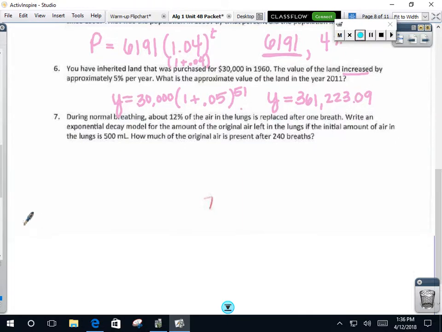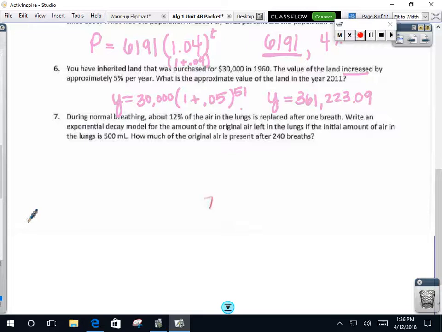Number 7. During normal breathing, about 12% of the air in the lungs is replaced after one breath. Right. What? We'd have to Google it. I didn't make up the worksheet, so I'm not sure how factual that is.